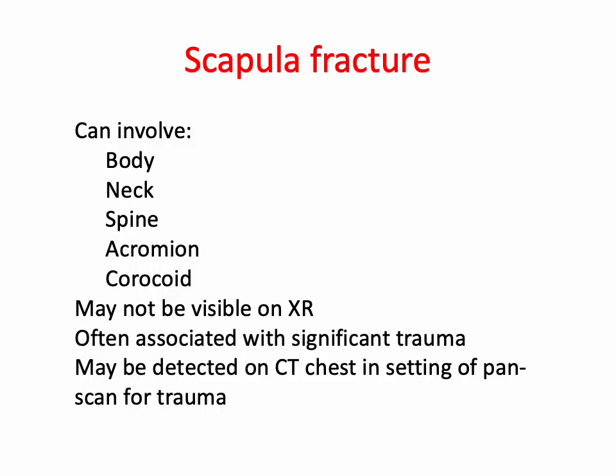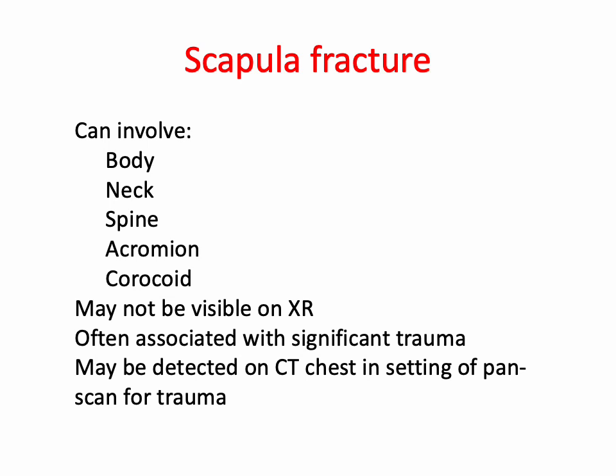Scapular fractures can involve any part of the scapula: the body, the glenoid, which can be intra-articular or extra-articular, the neck of the scapula, the spine, or the acromion or coracoid processes. They're not always visible on x-rays, but can be associated with significant trauma or an indication of high energy trauma. 50% of scapular fractures occur in the context of motor vehicle accidents, and like I said, can be associated with other injuries as well.